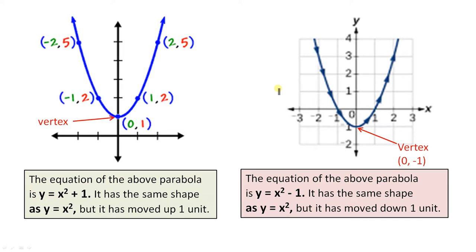Looking at this graph here, the equation of the above parabola is y equals x squared minus 1. It has the same shape as y equals x squared, but it has moved down 1 unit. So the vertex is here now because the parabola has moved down.